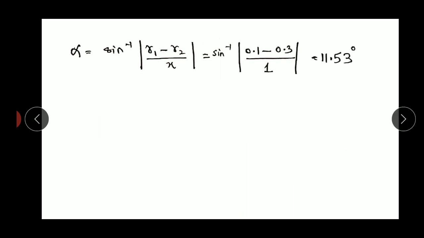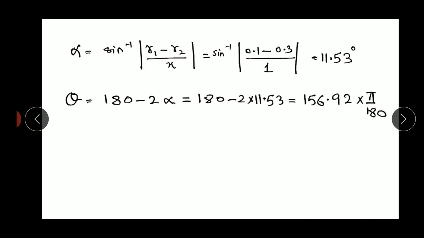11.53 degrees is alpha. Put alpha in the equation of theta. Theta comes as 180 minus 2 alpha. Put all the values and we will get 156.92 degrees, but we don't need theta in degrees, we need it in radians. That's why we multiply it by pi by 180. So the value of theta we get is 2.73 radians.